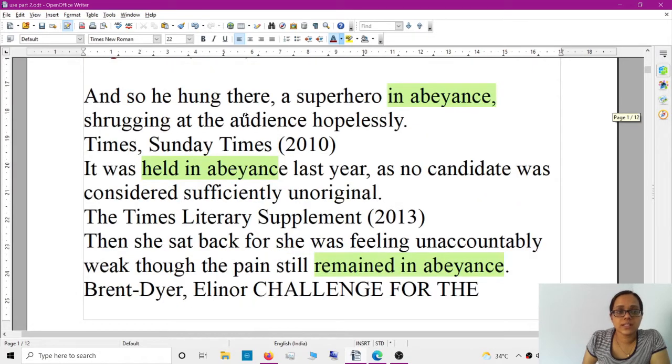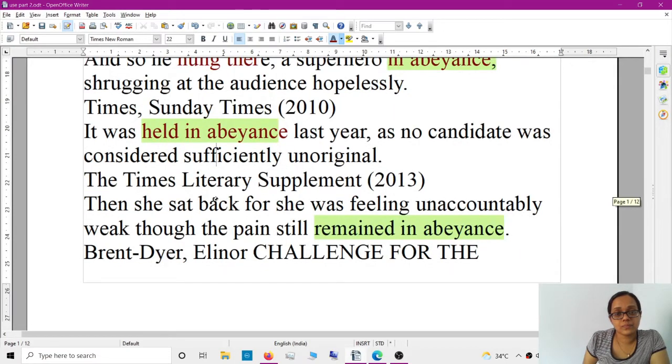Some more sentences. And so he hung there, a superhero in abeyance, shrugging at the audience hopelessly. It was held in abeyance last year, as no candidate was considered sufficiently original. So, held in abeyance, remained in abeyance, remained in suspension.